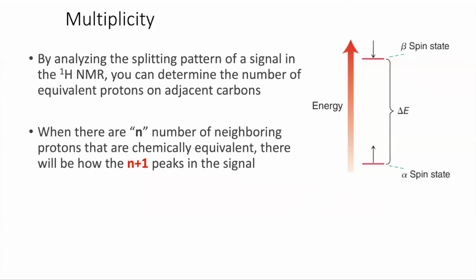By analyzing the splitting pattern of a signal in a proton NMR, you can determine the number of equivalent protons that are on the next door neighbor carbon. And the way that we can do that is if we have some n, which is the number of protons, then our n plus 1 is going to be what the peak shape is.